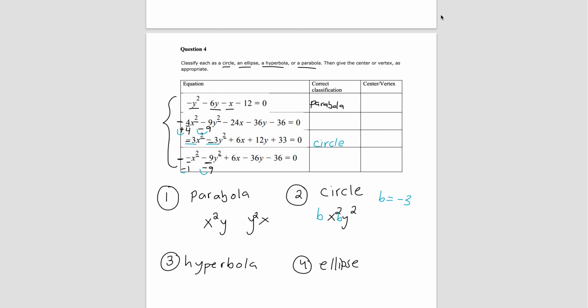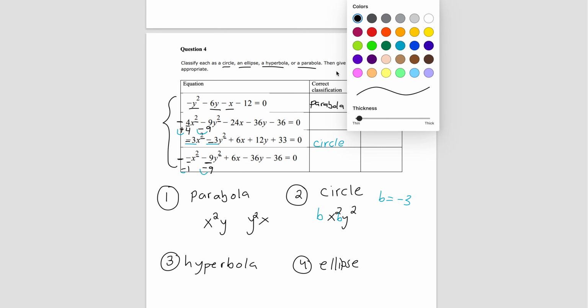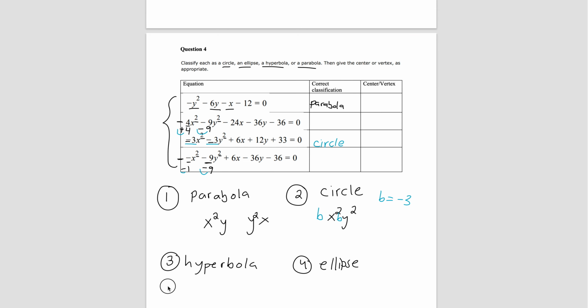Okay, so in this case, just so you guys have it written here, the hyperbola will have both squared and they will have different bases. Let's say a and b. But one will be negative and one will be positive. Same case, this one can be positive.